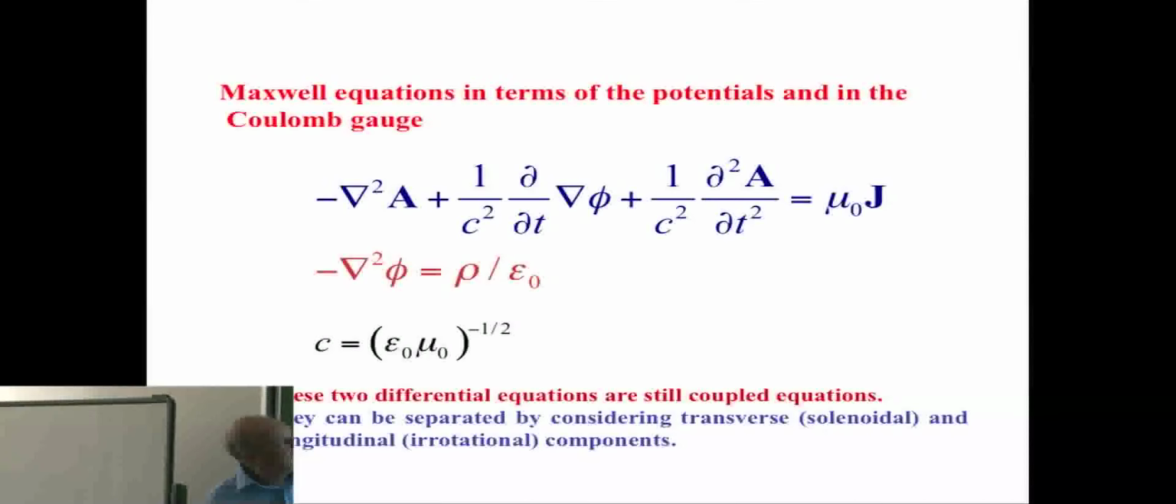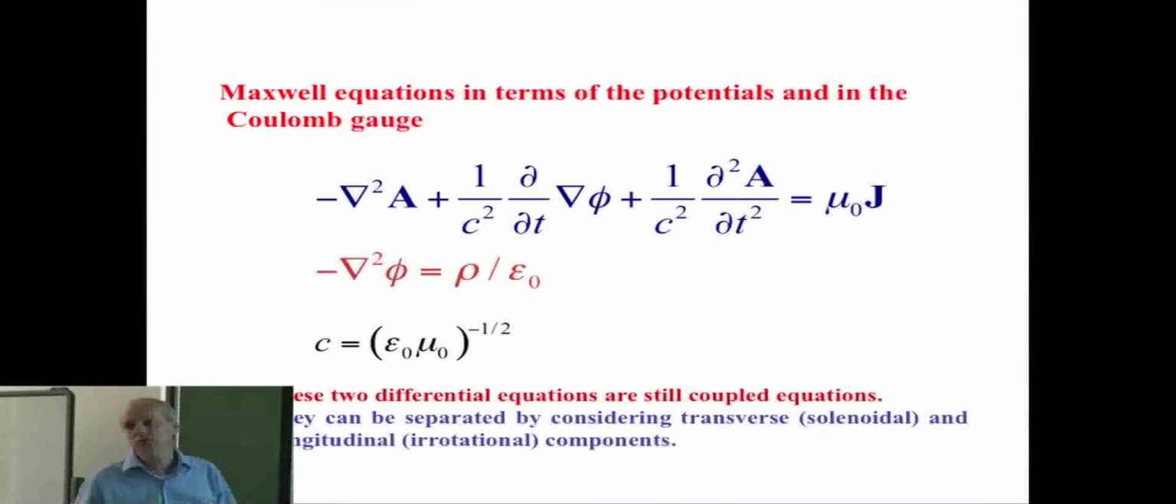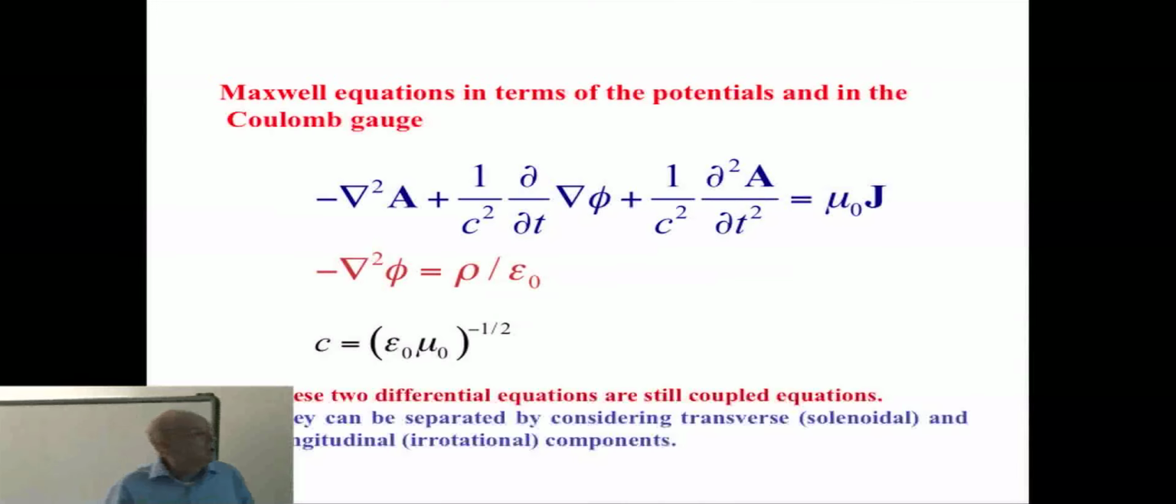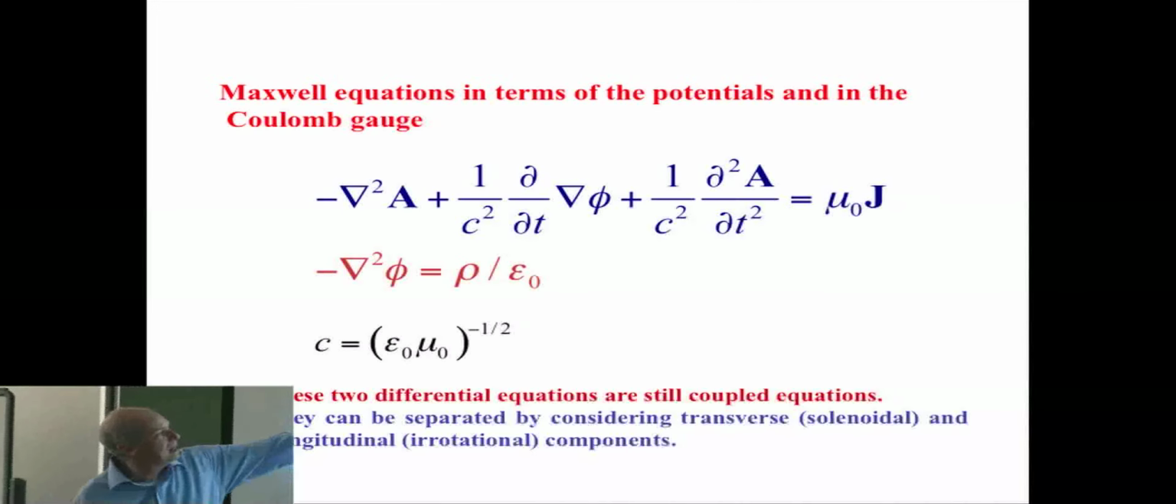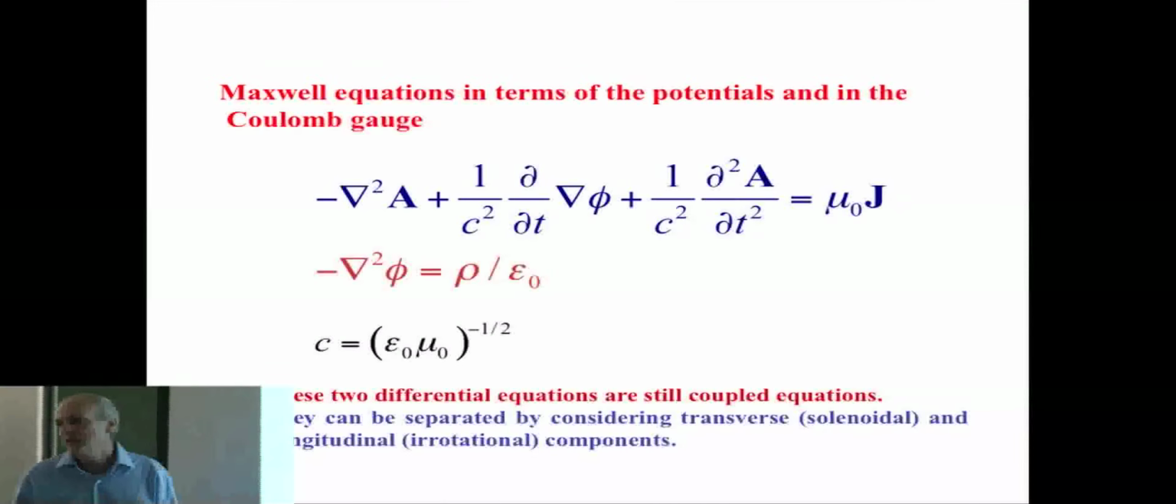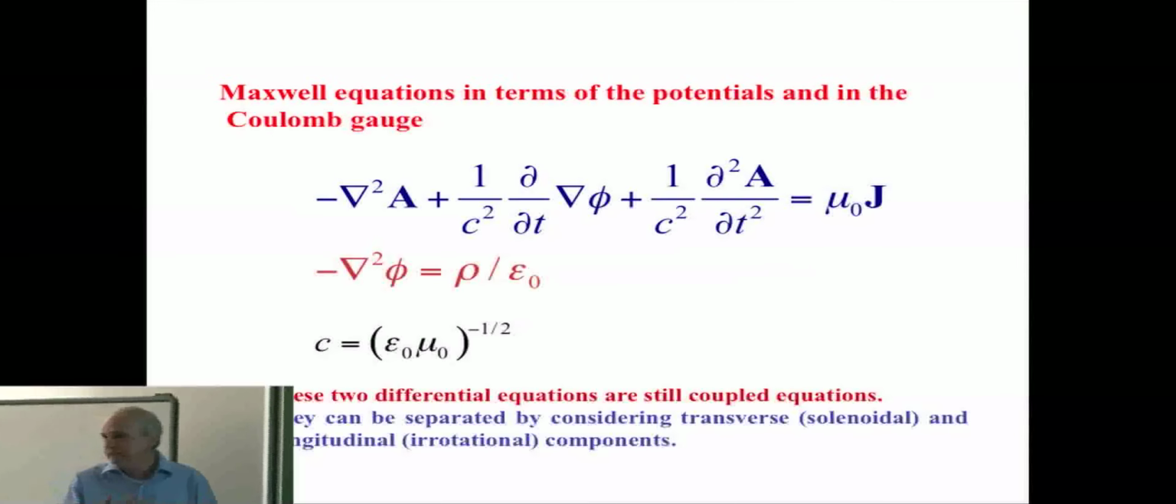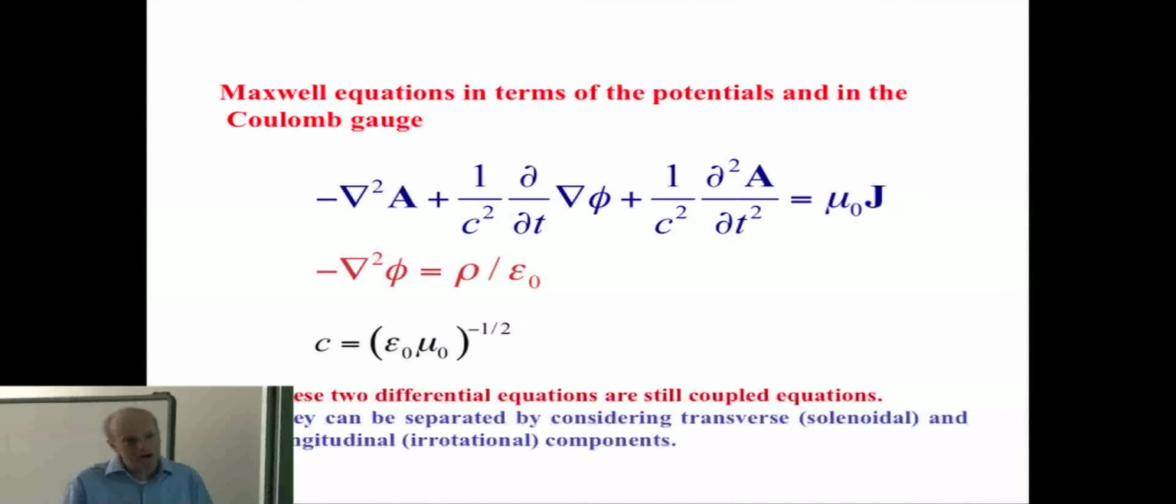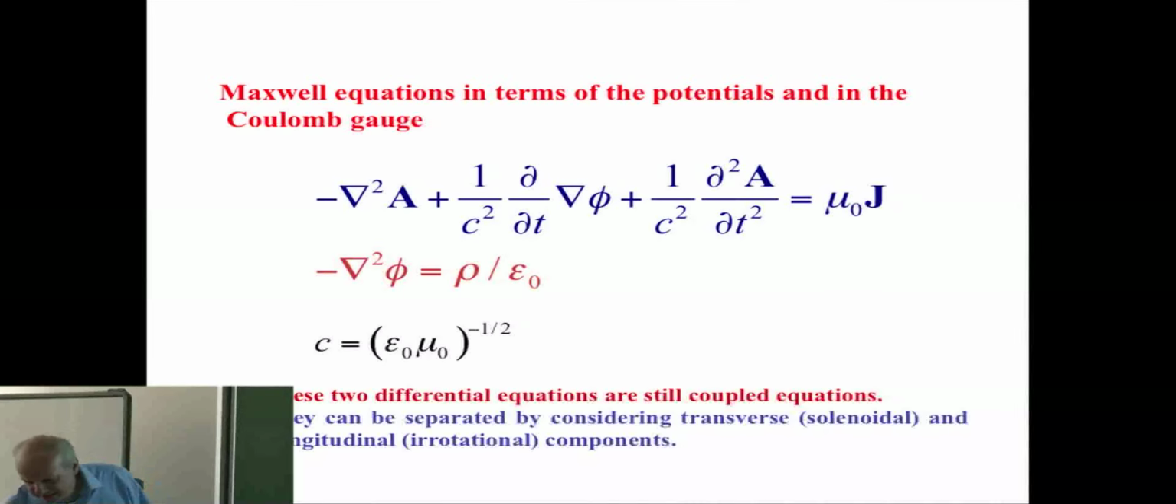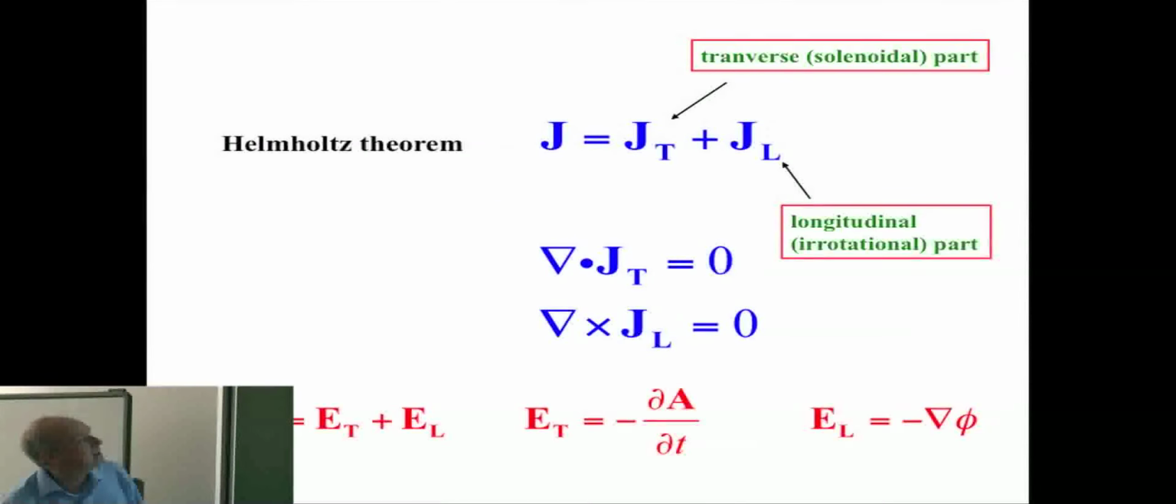However, you can also see that these two equations are still coupled, because in this equation both A and phi appear. So we need some trick to obtain two equations, one only for the vector potential A and one only for the scalar potential phi. I will not go into much detail on this because it's not an essential point. It can be done in this way.